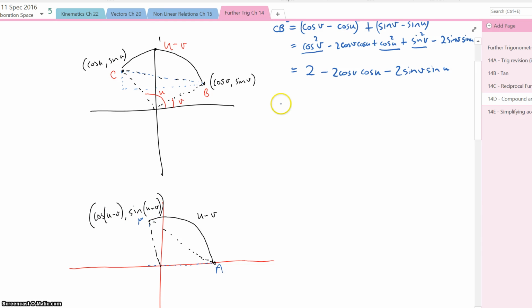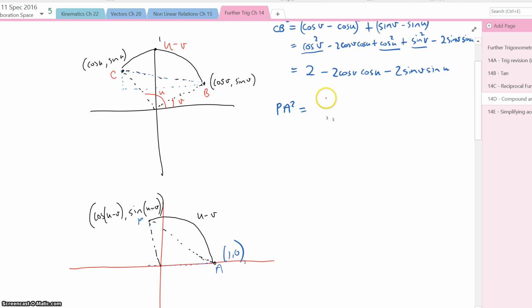Now I'm going to work out what PA squared is. The reason I do that is because PA squared is exactly the same as CB squared. Yeah, it's the same line, same distance, I've just rotated it. So I'm going to work out what PA squared is now. So that is going to be, this coordinate here is 0, 1. Oh, sorry, not 0, 1, 1, 0. My mistake.